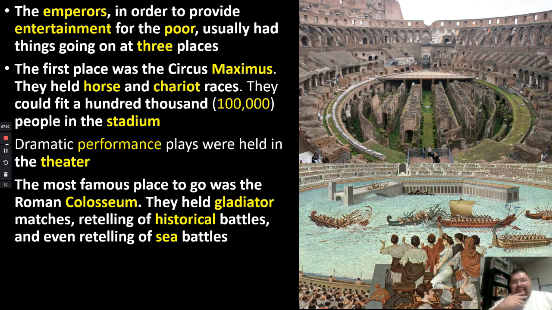But this is where the kicker comes in. They actually used to flood this top area, and they would have battles with boats. They had boats floating around, recreating famous battles out in the ocean in the Colosseum without flooding the bottom section where all the gladiators, the animals and all the equipment were. These guys were amazing engineers, able to stop water from falling down to the very bottom of that place. Pretty impressive.